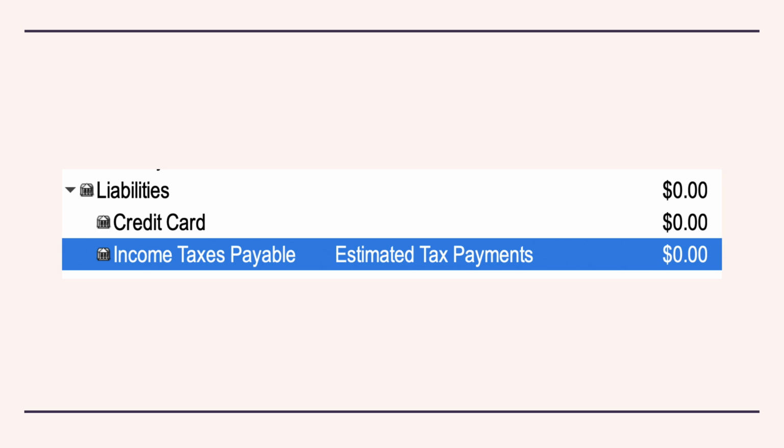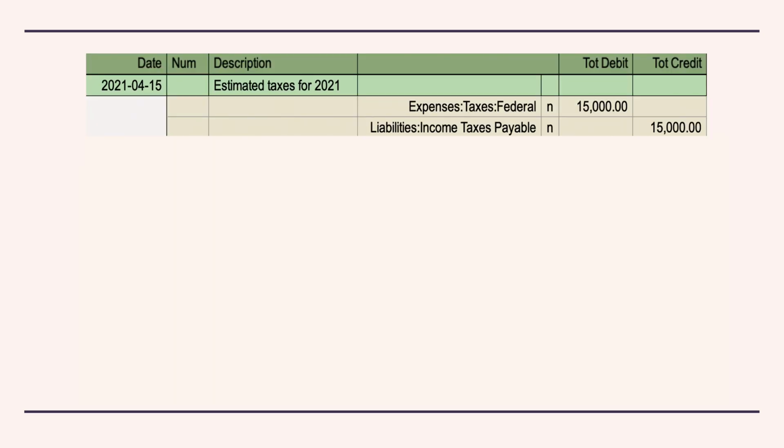Fortunately, there's another way to do this, and to do it, we borrow a technique from accrual accounting. Alice will create a new liability account, not an expense account, a liability account called Income Taxes Payable. On April 15th, we credit the income taxes payable account with the entire amount that we expect to pay in estimated taxes for the year, and we debit our federal tax expense account for the same amount.